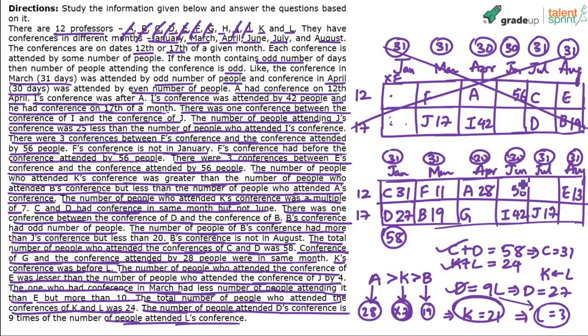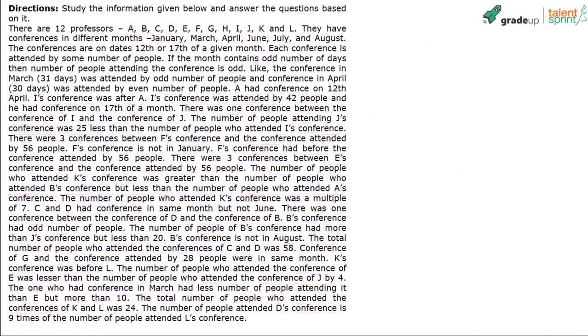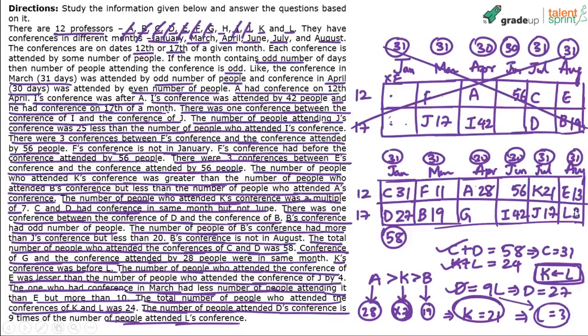So can K or L come in June? No, because June is an even month. So they should come in July and August. And we also know that K comes before L. So if K has to come before L, then K should come here and L has to come here. And K is 21 and L is equal to 3. Yes or no? Sorry. K is 21, L is equal to 3.